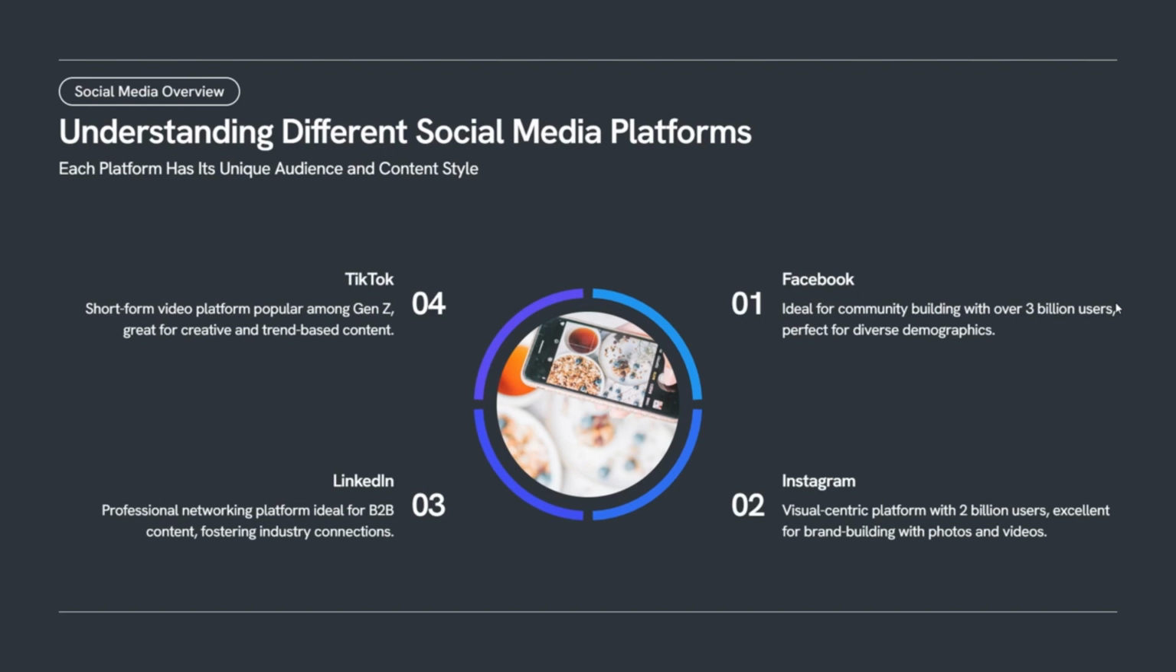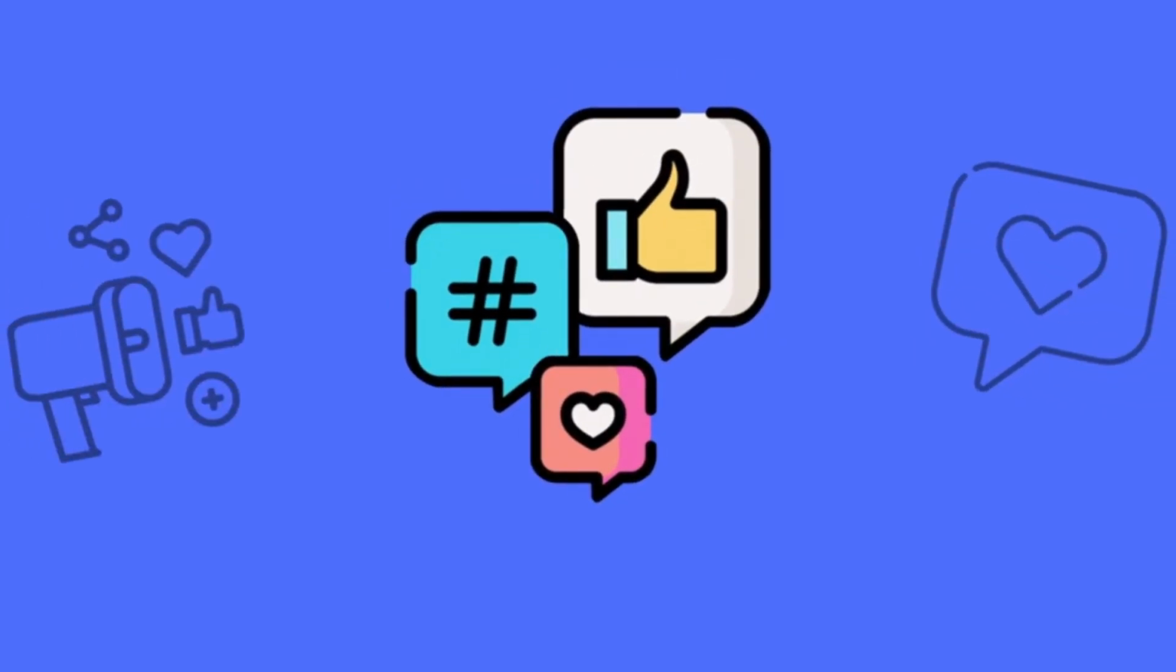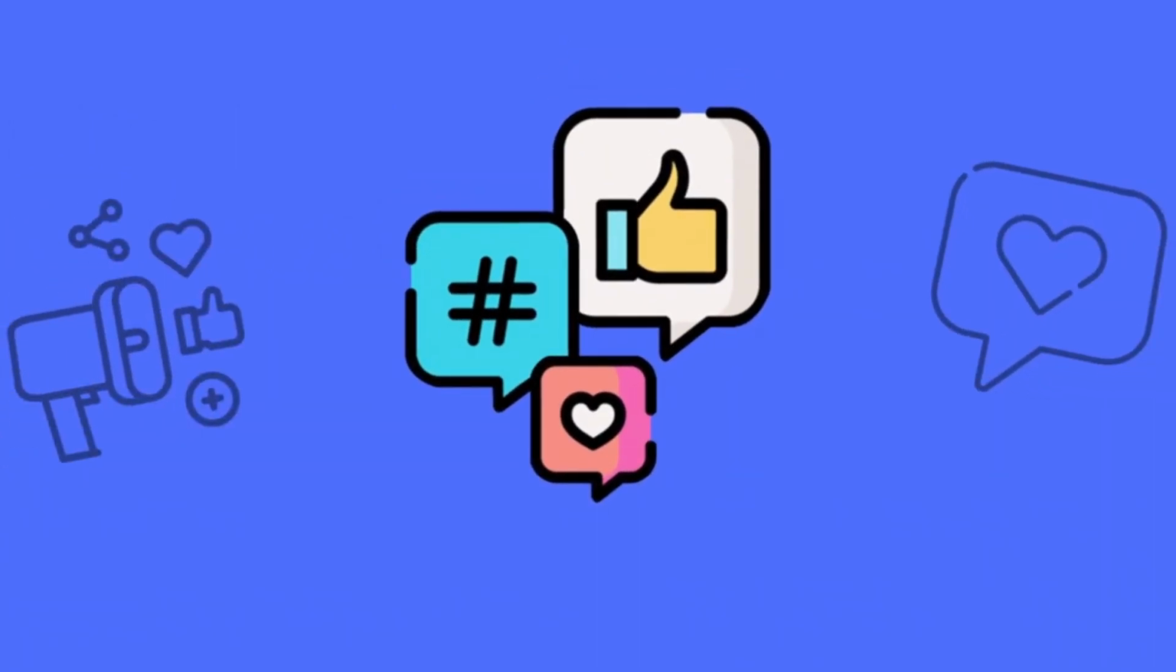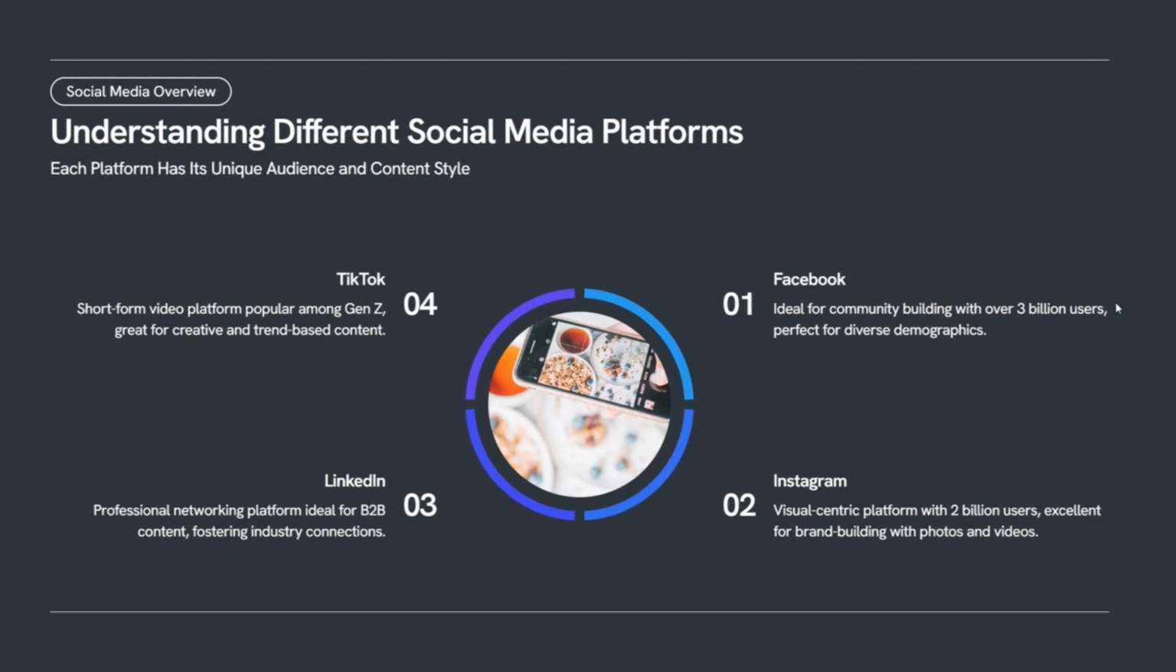For example, Facebook is ideal for community building, Instagram is a visual-centric platform wherein you can post good quality pictures and short videos to engage with people. LinkedIn is a professional networking platform, ideal for business-to-business content, fostering industry connections. TikTok is a short-form video platform, popular among the younger generation.